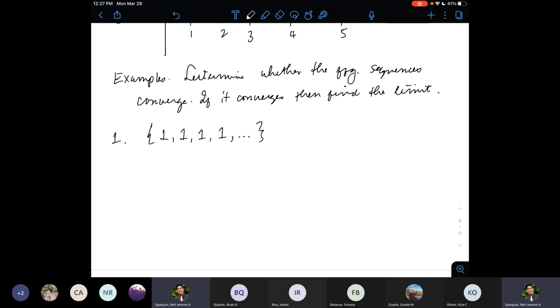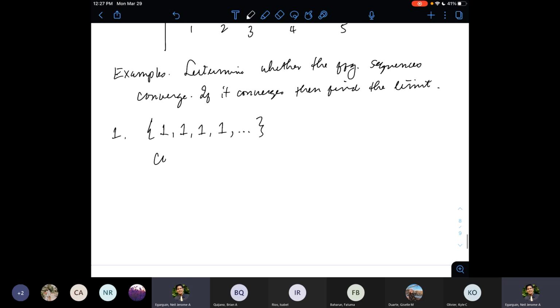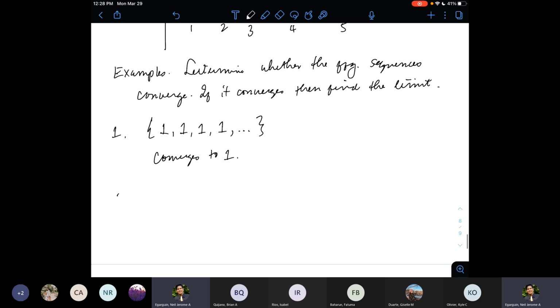Great, Christina. Yes, this converges to 1. Because remember, the limit of a sequence is what happens in the long run. Here, I just have a bunch of 1s. So when n becomes very, very large, I expect that the value at the end is also equal to 1. So basically, you're just imagining what will happen at infinity, or what happens in the tail end of the sequence. So great, it's convergent to 1. How about this?